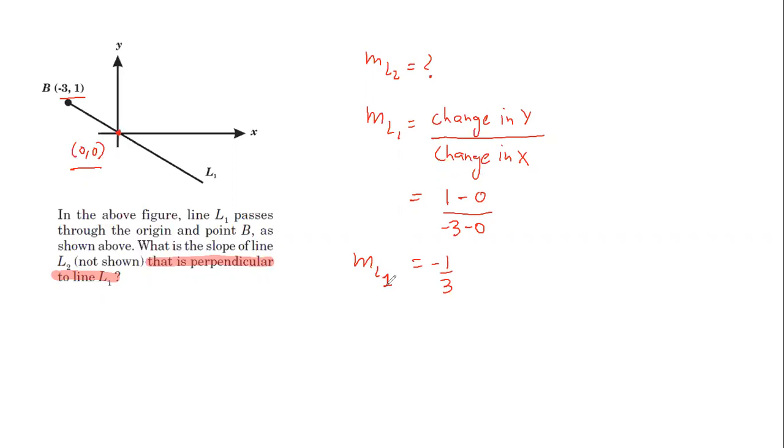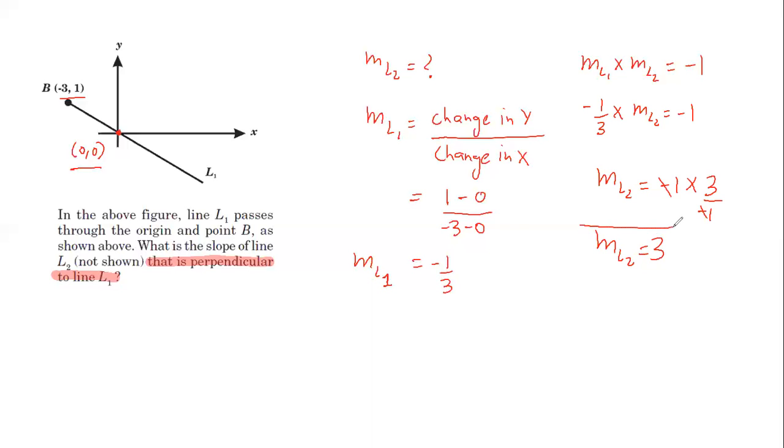But am I looking for the slope of line L1? No. I am looking for the slope of line L2. And I know that since two lines are perpendicular, the slope of line L1 times the slope of line L2 will always be -1. That's what we learned. So I know the slope of line L1 is -1/3, and I just need the slope of line L2. From here, I'll directly get the slope of line L2, which is -1 times 3 over -1. The minus signs cancel, so the slope of line L2 will come out to be 3.